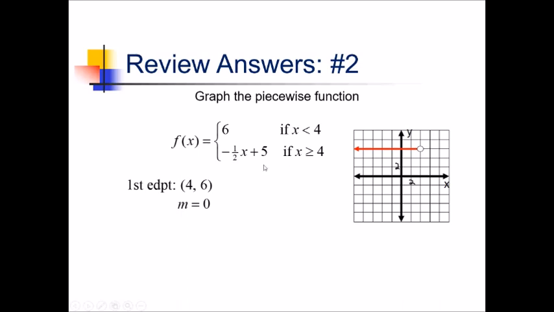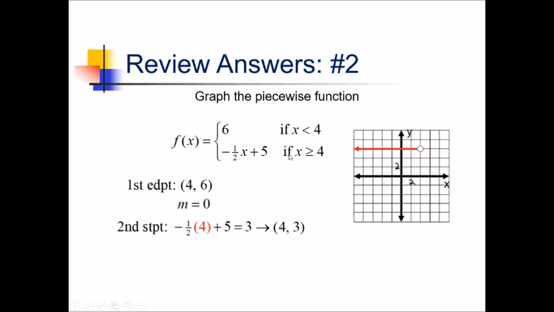Next up, I'm going to take care of this second rule. I have to figure out where this second rule starts as well. I can't just assume that it's starting where this first rule left off, this open dot. It may not. I have to plug 4 into this second rule as well to figure out the y value that this one is starting at. So plugging 4 into this, I've got negative 1/2 times 4 plus 5. That's going to be negative 2 plus 5, which gives me 3. So that means I have the point 4 comma 3.